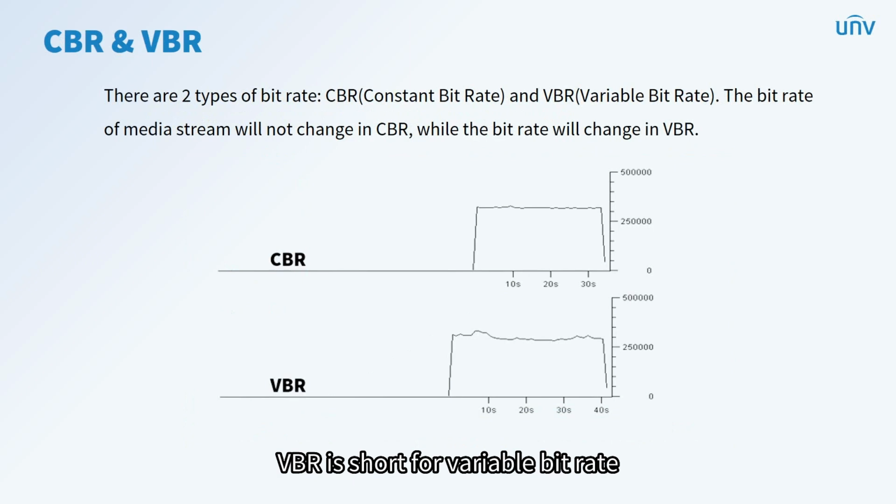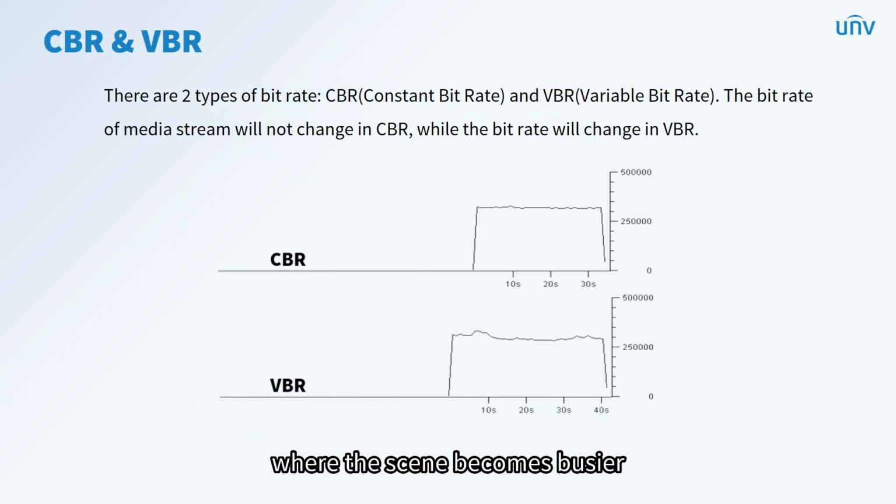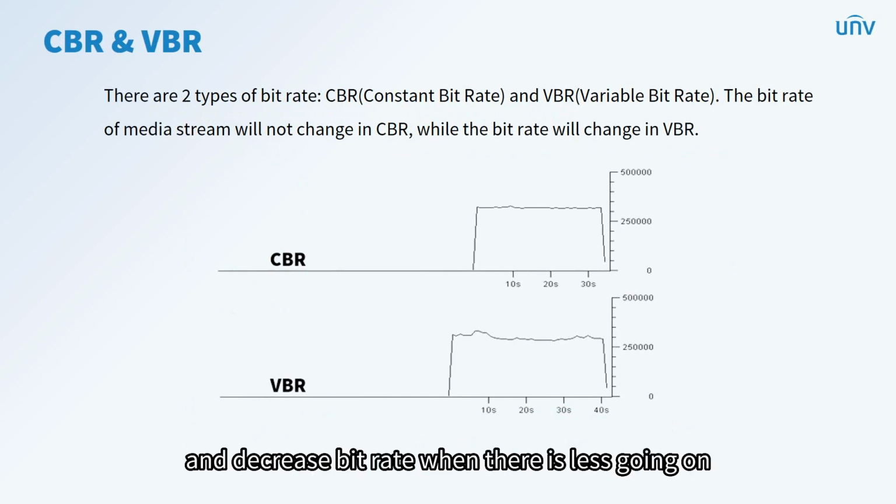The con is it may provide a low image fidelity and excessive storage. VBR is short for variable bit rate. It will increase the bit rate when the motion occurs or the scene becomes busier, and decrease bit rate when there is less going on.